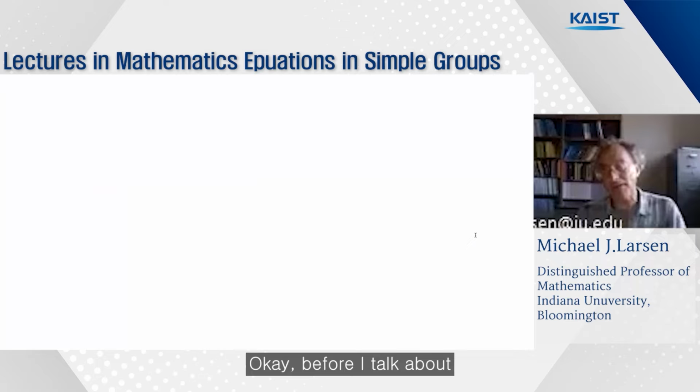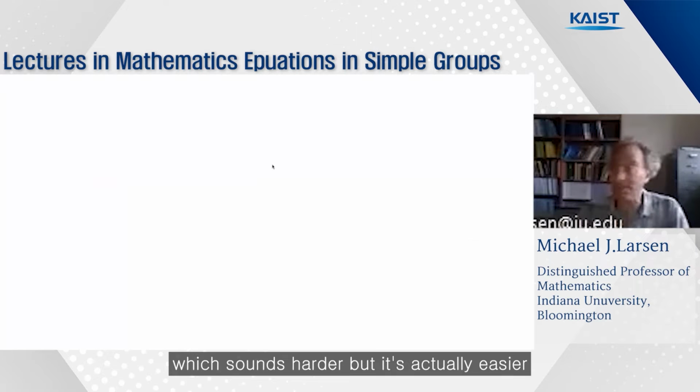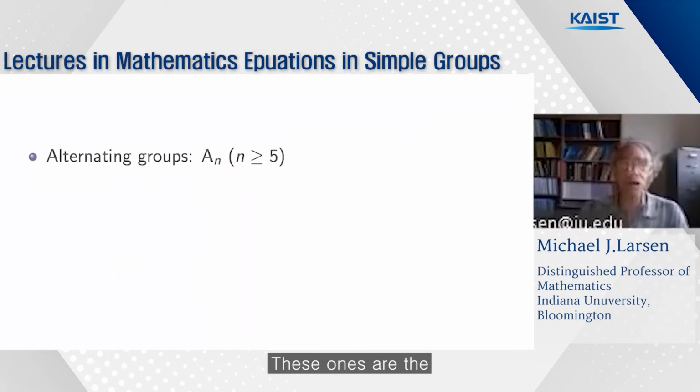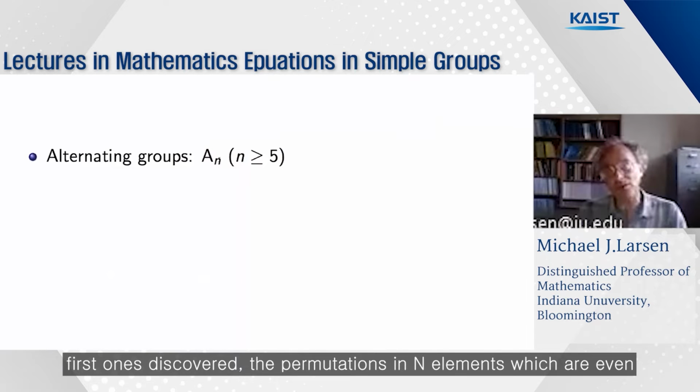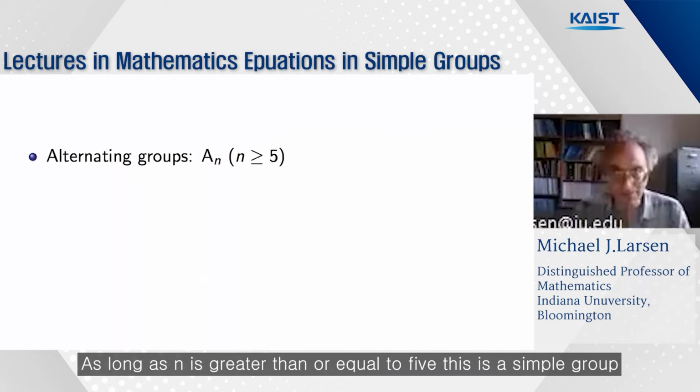Before I talk about finite groups, I want to talk about something which sounds harder, but is actually easier. Alternating groups. These are the first ones discovered, the permutations in n elements which are even. As long as n is greater than or equal to 5, this is a simple group.